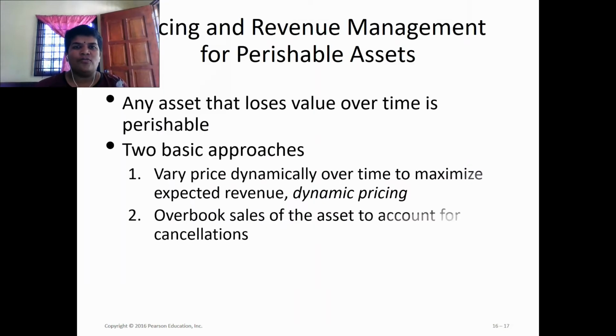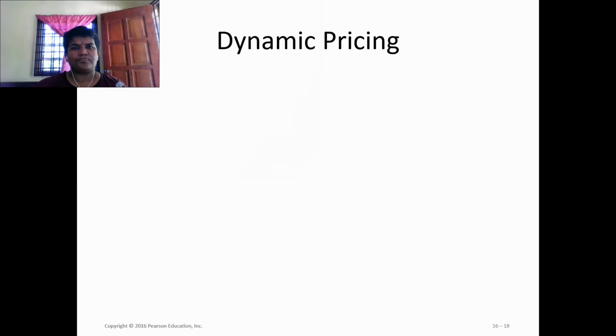Pricing and revenue management for perishable assets. Any asset that loses value over time is perishable. So there are two basic approaches to deal with perishable assets. Vary price dynamically over time to maximize expected revenue, so we call it dynamic pricing. And overbook sales of the assets to account for cancellations. These are the two basic approaches to deal with perishable assets in terms of pricing and revenue.